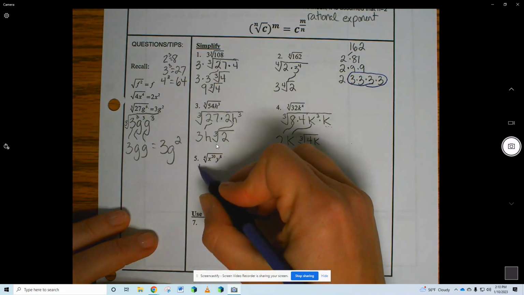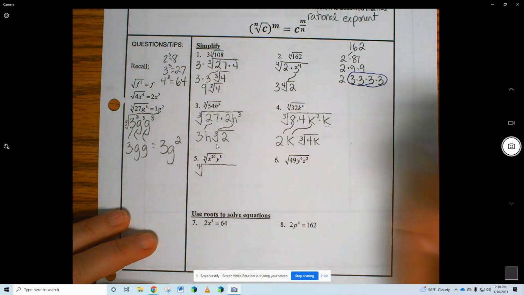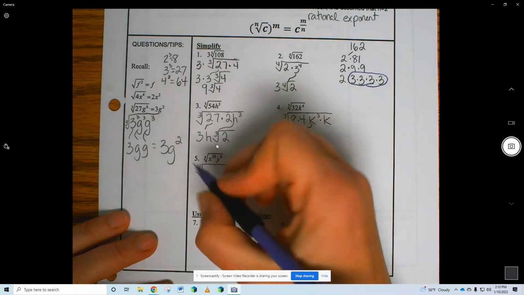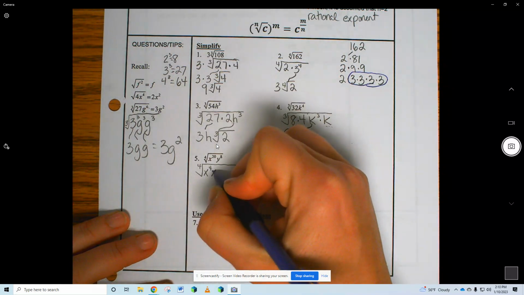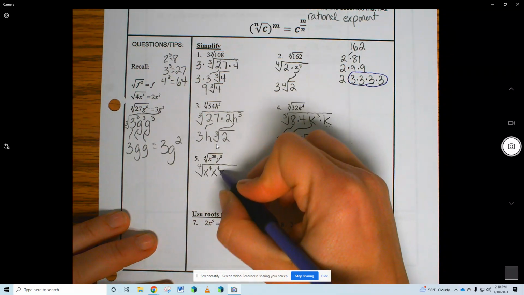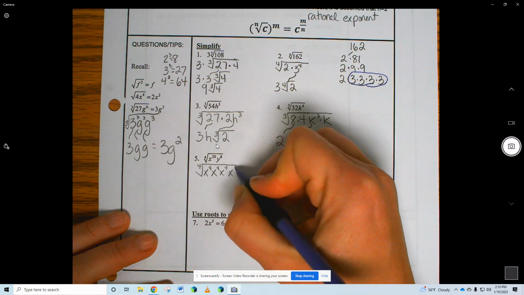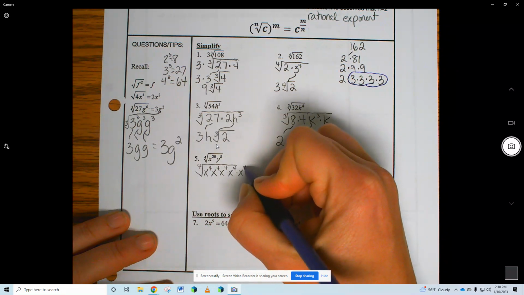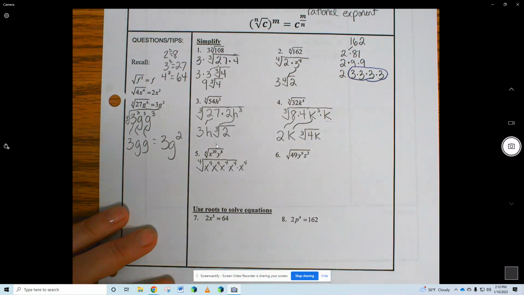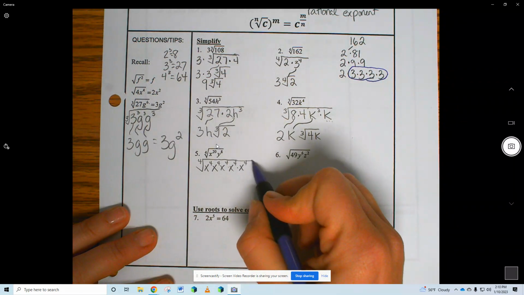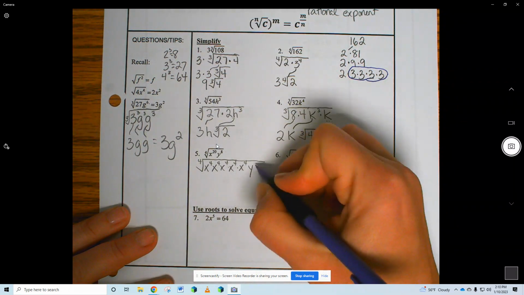It's a 4th root. I need to make that 20 into 4s. x4, x4, that's 8. x4, that's 12. x4, that's 16. x4, that's 20. And then y to the 8th. Change it to y4th, y4th.